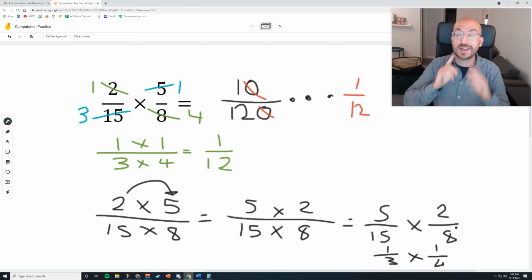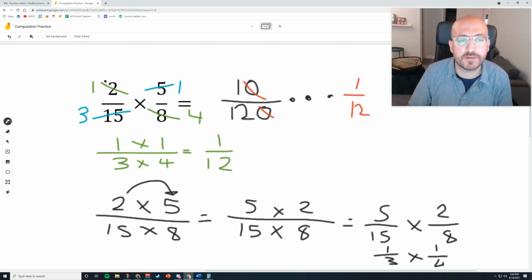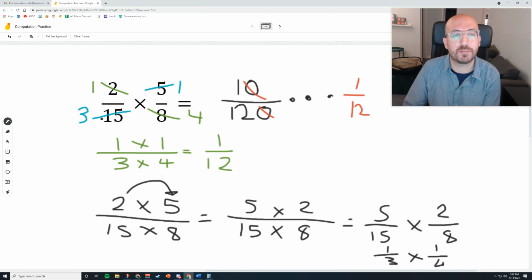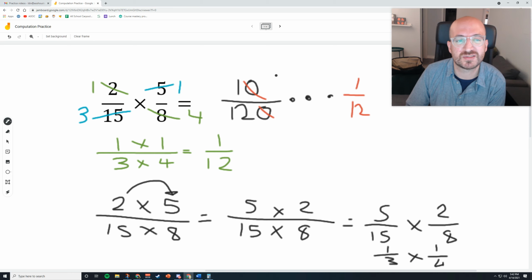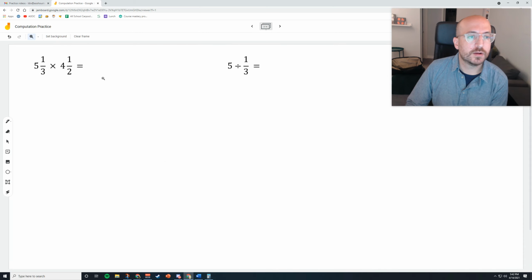If you want me to do one of these again after watching this video, ask me, hey, can you go over multiplying proper fractions? These are proper fractions we're multiplying, just straight across. It's 10/120ths, but simplified it is 1/12. Cool. All right.